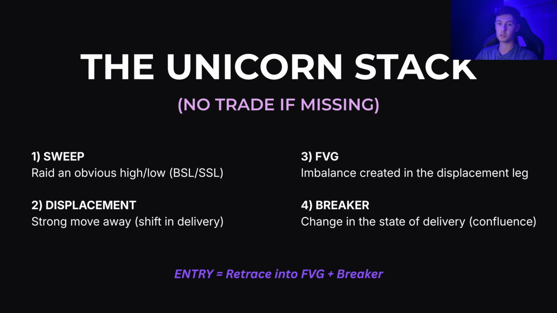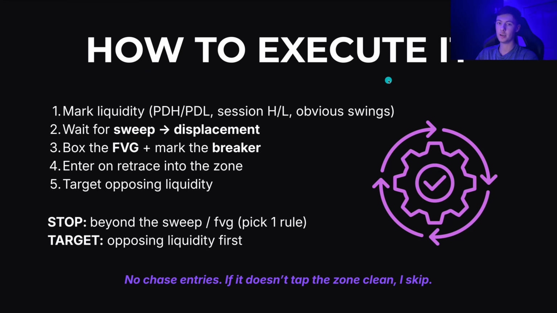It would just be a simple 2022 model, but for a valid unicorn model, it must have the breaker block. And when you align the fair value gap with the breaker block, it is a way more powerful, way superior model than the 2022 model. So how do you actually execute it on the chart?